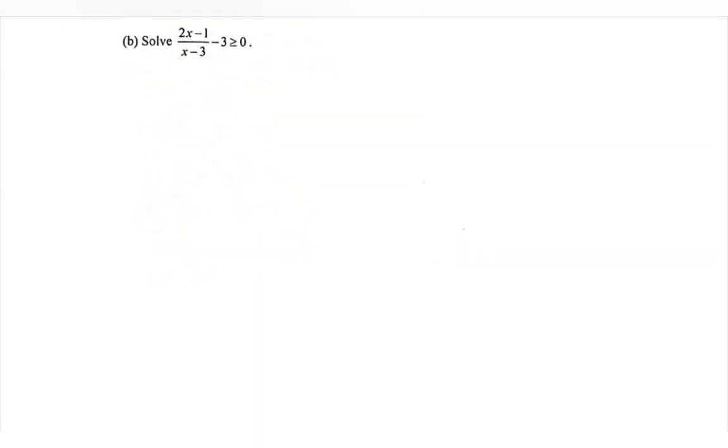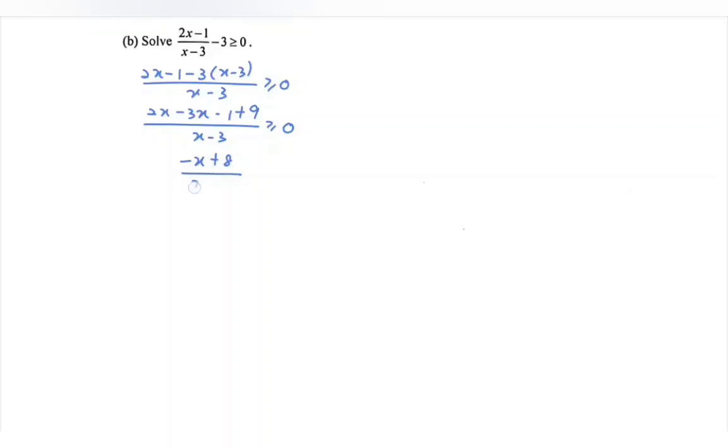Kindly refer to B. We have the inequalities. First, we have to equate the denominator. So (2x - 1) - 3(x - 3) over (x - 3) greater than or equal to 0. 2x - 3x - 1 + 9 over (x - 3) greater than or equal to 0. Negative x + 8 over x - 3 greater than or equal to 0.